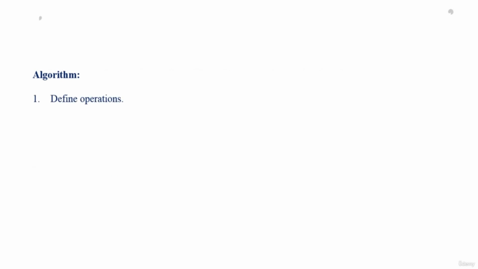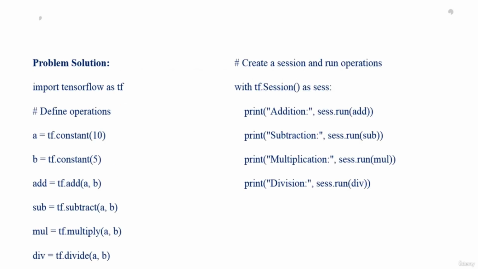Algorithm. Define operations. Create and run session. Print results. How code is working. The code defines basic arithmetic operations using TensorFlow functions and executes them within a session. The results of addition, subtraction, multiplication, and division are computed and printed.